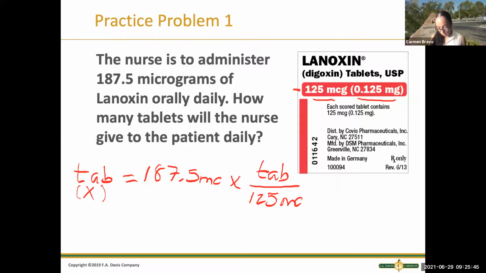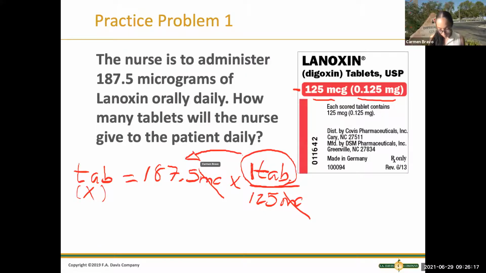Right? So the next step is to cancel the units of measurement. I'm going to cancel the micrograms and micrograms, and I'm going to be left alone with what I'm looking for, my unknown. So I need to solve for that. My next step is to multiply the numerators.